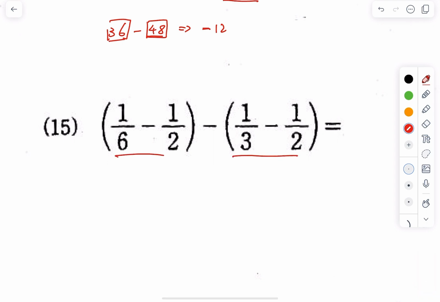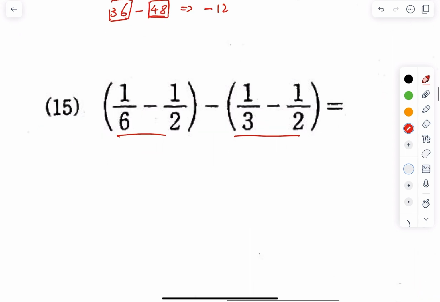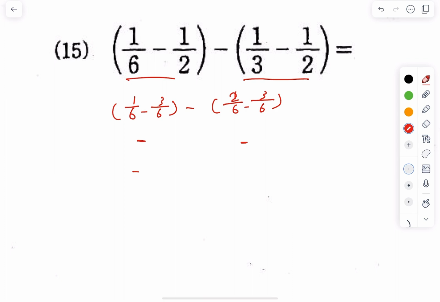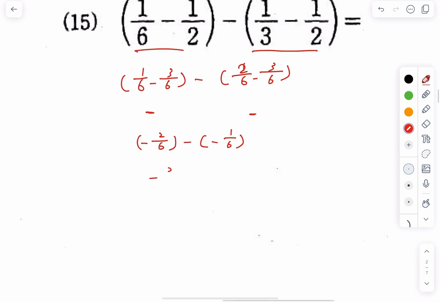We have to do the bracket first. LCM finding. 1 over 6 minus 3 over 6. I know this is going to be a negative number. Minus 2 over 6 minus 3 over 6. I know also this could be a negative number. So I have negative 2 over 6 minus negative 1 over 6. Remember, negative and negative will become a positive. So negative 2 over 6 plus 1 over 6, which is equal to negative 1 over 6.